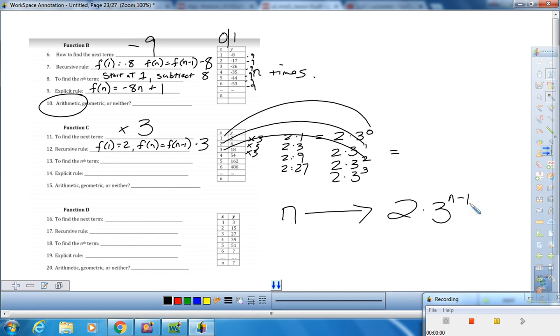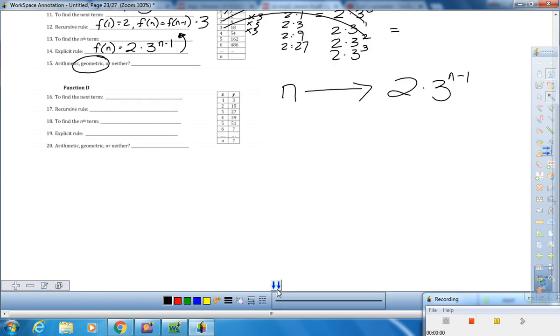Okay? So that's going to be the explicit rule. F of n is 2 times 3 to the n minus 1. To find the nth term, I'm just going to write that, because that's what that means. And this is geometric.